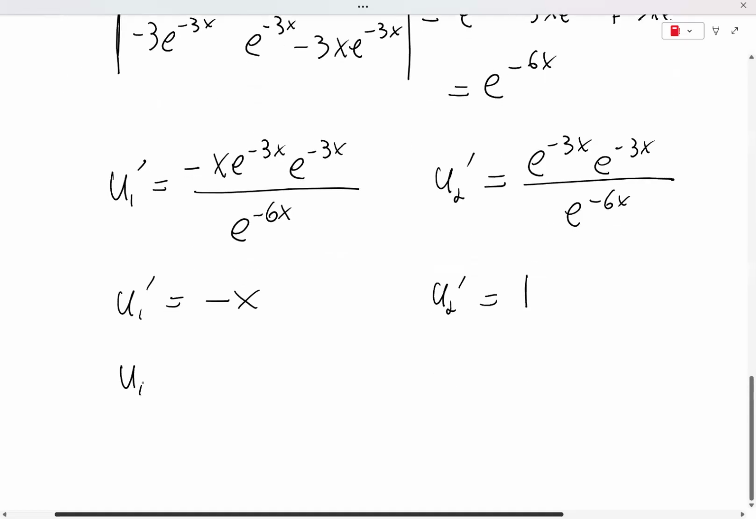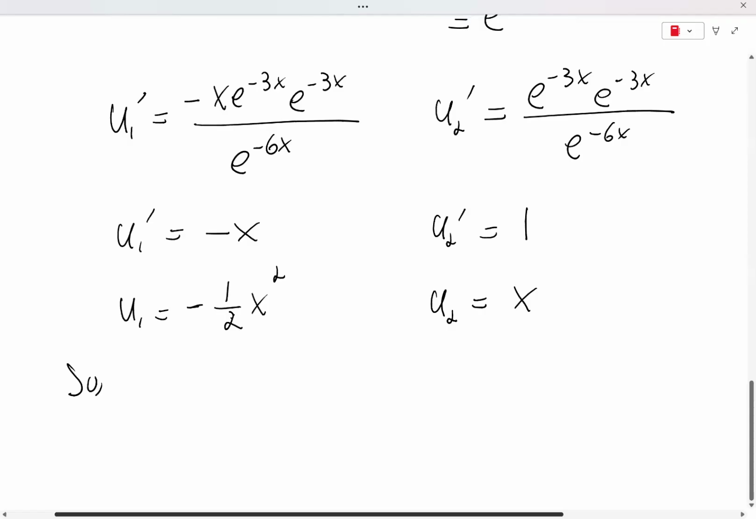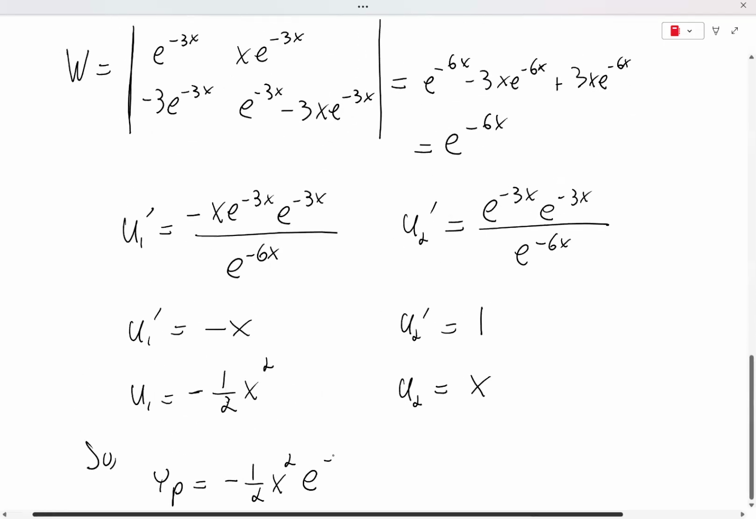So then u sub 1 is equal to negative 1/2 x squared. You do not need any plus c's here. And then u sub 2 is equal to x. Right, so a particular solution then would be u sub 1 times y sub 1, which was e to the negative 3x, plus u sub 2, which is x, times y sub 2, that'd be x e to the negative 3x, like that.